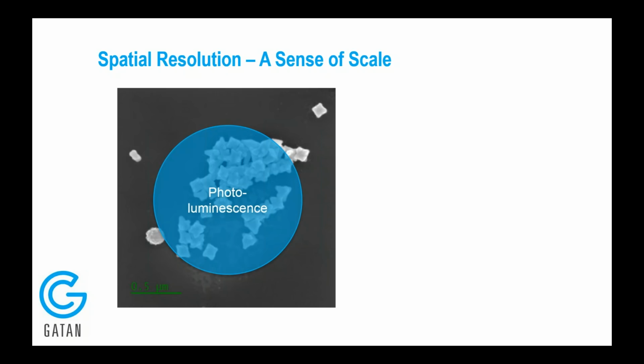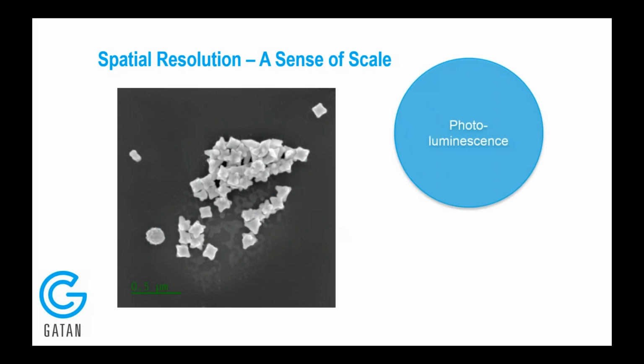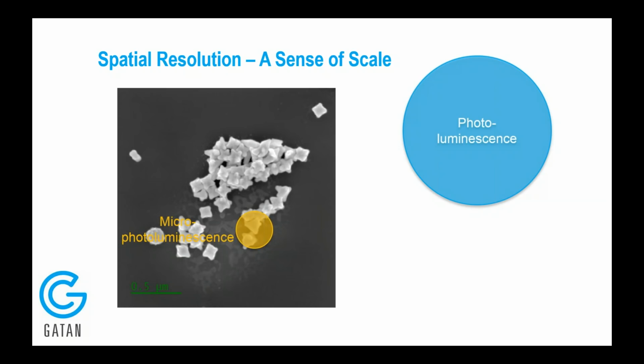Now, it is possible to do slightly better using some clever optical effects and perform a technique called microphotoluminescence, where you can focus the beam down to something of the order of a few hundred nanometers. But even in that case, you're exciting multiple particles. And so the information that you see is, again, averaged over the whole particle or between lots of different particles. So these spots are indicative of the type of spatial resolution that you can achieve.